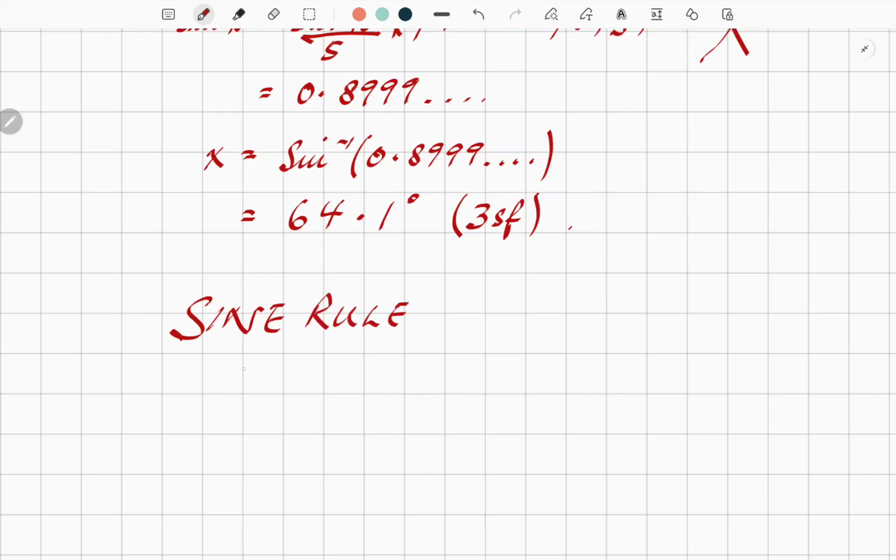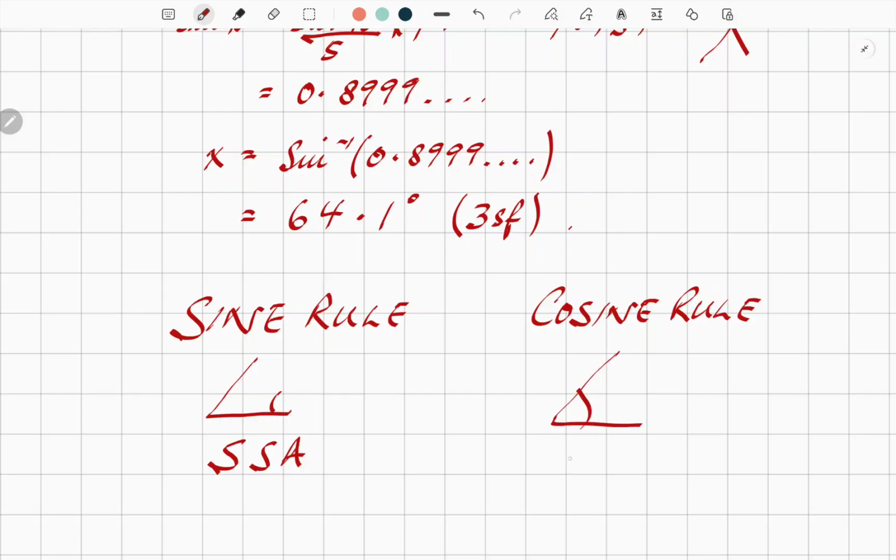is with a side, and the angle here, right? So side, side, and an angle. The cosine rule is going to be a side, angle, side. So the angle has to be between the two sides that you're given. Okay. So you can use either of them to either find an angle or indeed find an opposing side.